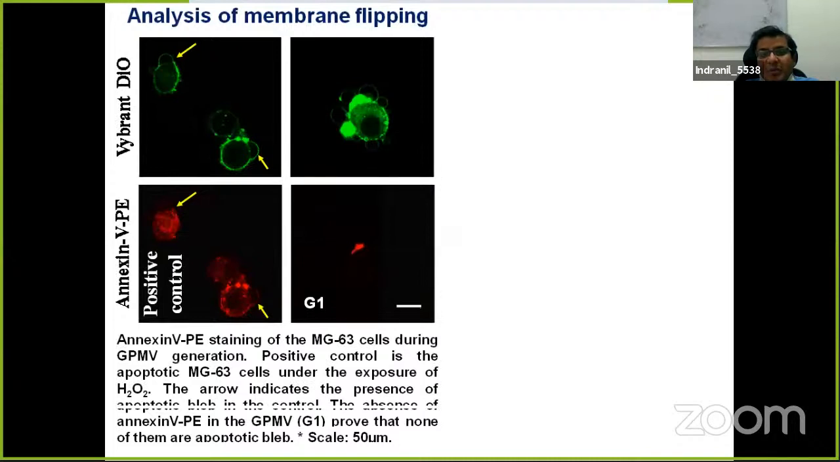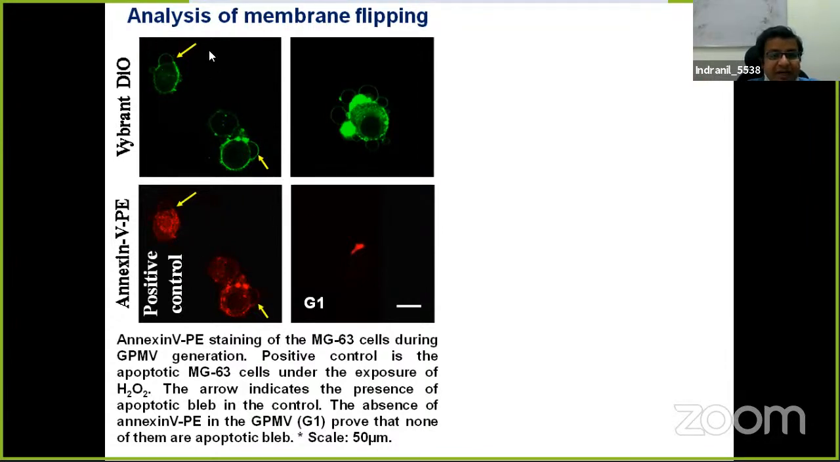Now, one very important question that may come at this particular point: whatever you are talking about, this GPMB, the diameter of the membrane vesicles is very close to that of apoptotic bodies. So how will you ensure that your GPMB is not an apoptotic body? For that, what we did, here are the two sets.